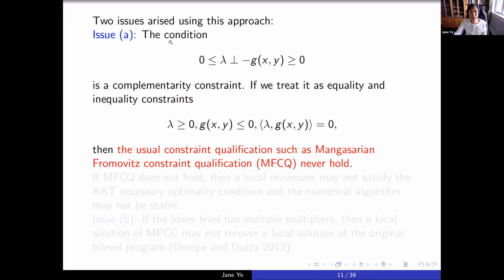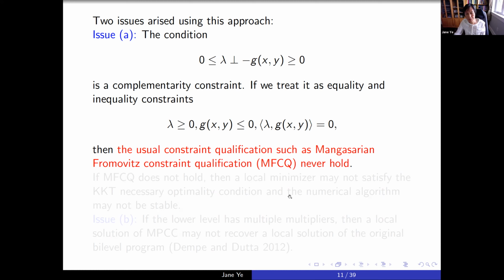Okay, so the first issue is the complementary slackness condition. This is a complementarity constraint. If we treat it as an equality or inequality constraint, it means lambda is greater or equal 0, G is less or equal 0, and the inner product equals 0. Then the usual constraint qualification, such as the Mangasarian-Fromovitz constraint qualification, will never hold.